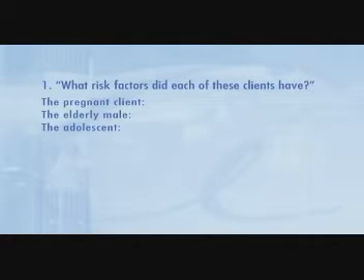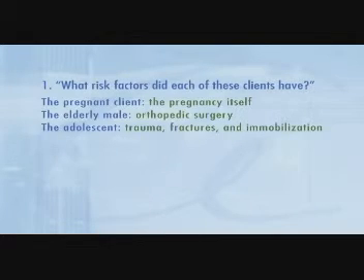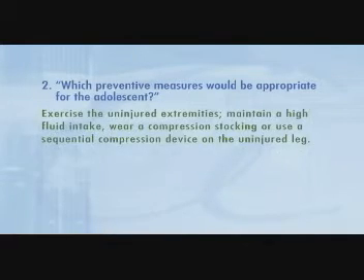What risk factors did each of these clients have? The pregnant client, the pregnancy itself. The elderly client, orthopedic surgery. The adolescent, trauma, fractures, and immobilization. Which preventive measures would be appropriate for the adolescent? Exercise the uninjured extremities. Maintain a high fluid intake. Wear a compression stocking or use a sequential compression device on the uninjured leg.